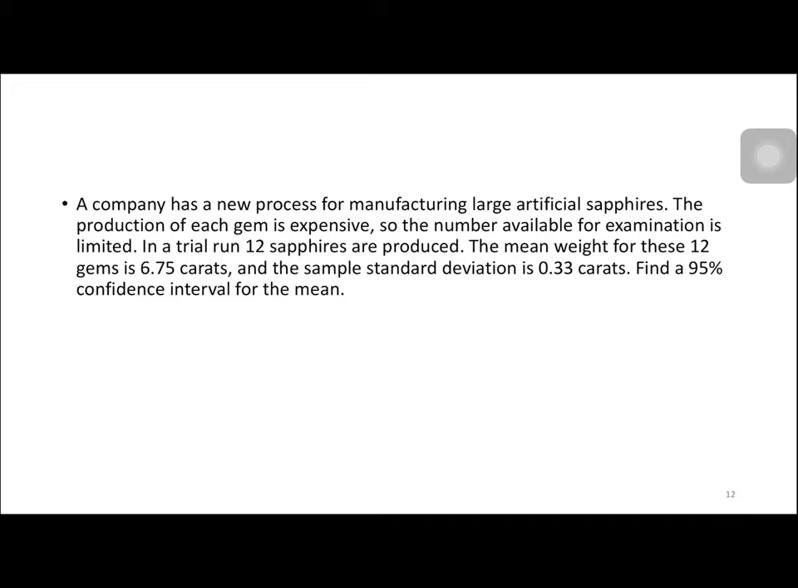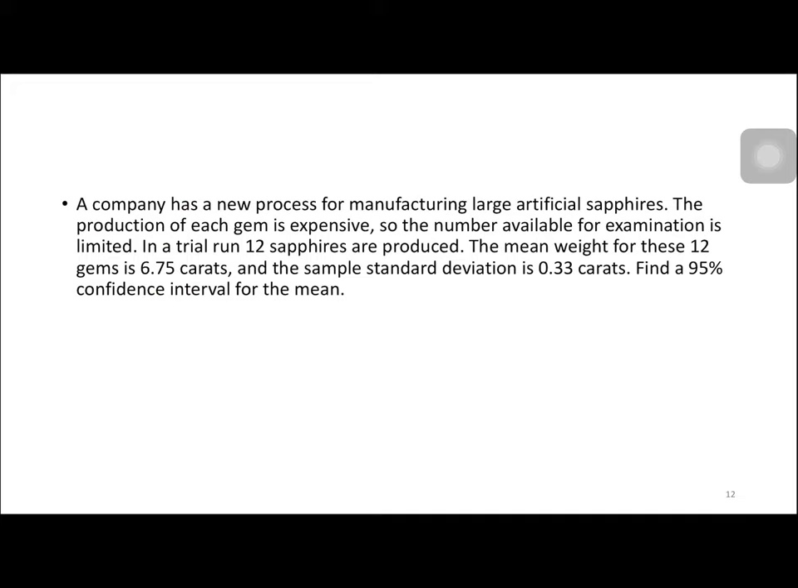For our example, a company has a new process for manufacturing large artificial sapphires. The production of each gem is expensive. So, the number available for examination is limited. In a trial run, 12 sapphires are produced. The mean weight for these 12 gems is 6.75 carats and the sample standard deviation is 0.33 carats. Find a 95% confidence interval for the mean.